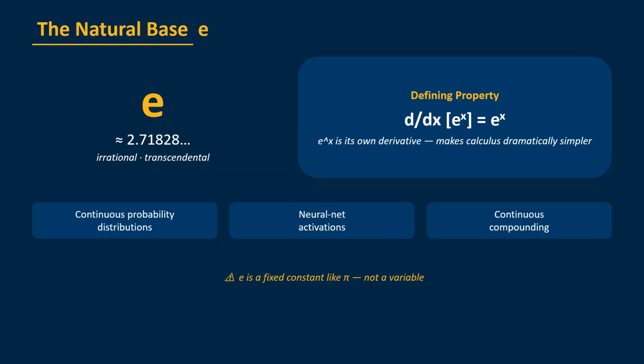Two common errors merit attention. First, students sometimes treat e as a variable rather than a fixed constant. It is no more variable than pi.